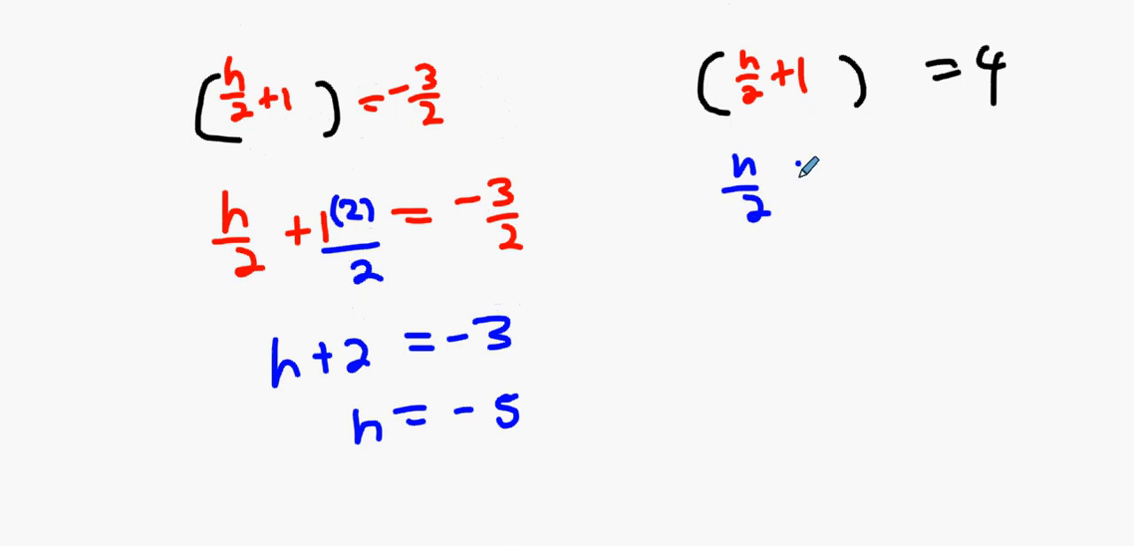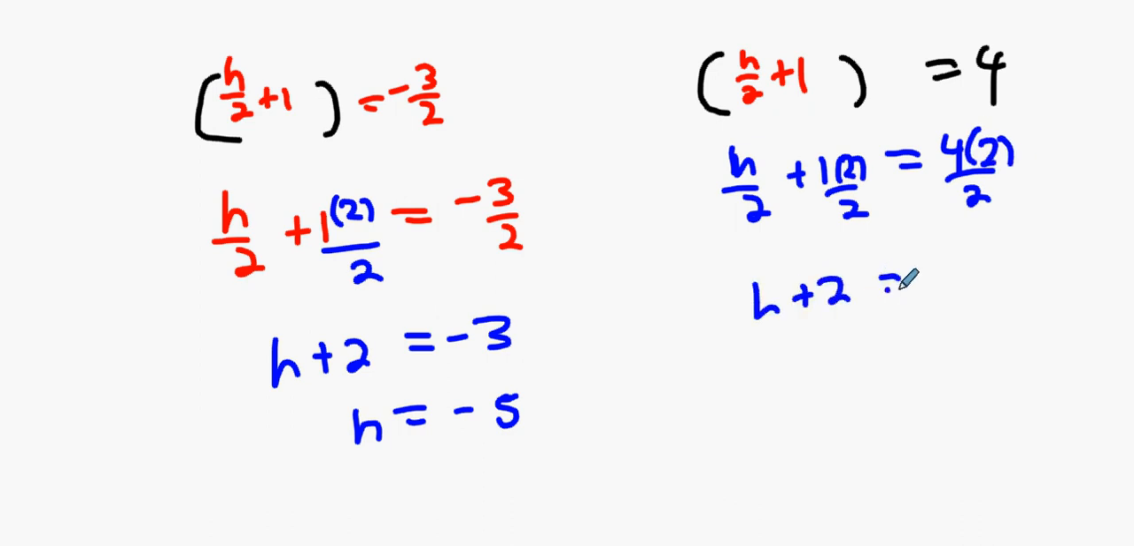h over 2 plus 1 equals 4. What do you have to do this time? So change the bottom, this one's going to be 2 by 2. h plus 2 equals 8, h equals 6. Alright.